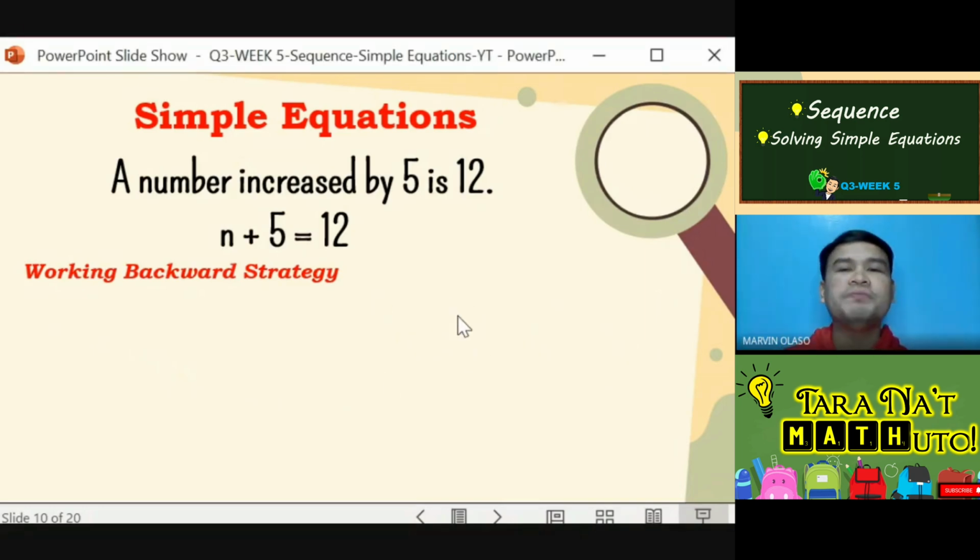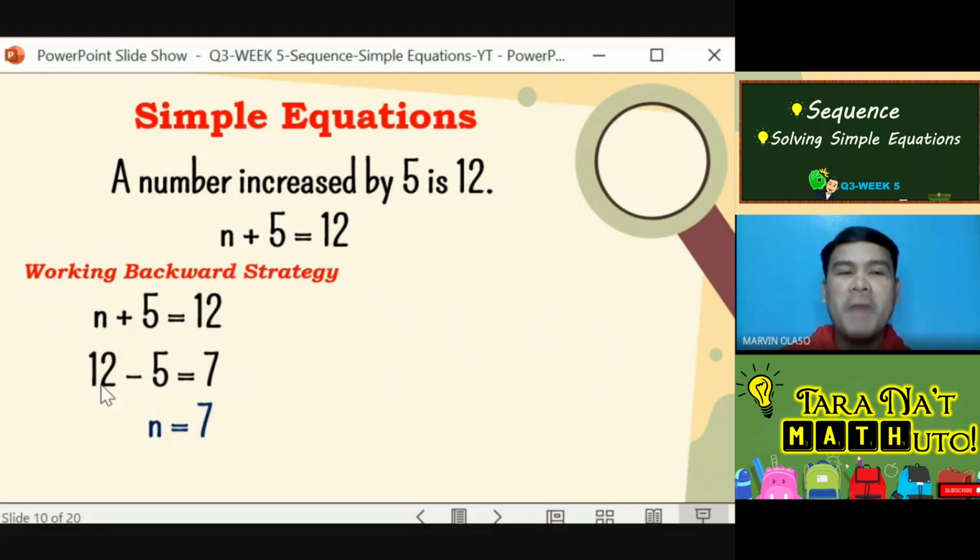So, let's try now. We have n plus 5 equals 12. Starting from 12, since the given is addition, magsimula tayo, plus 5, so nag-work backward tayo. What's the opposite of plus 5? Yes, we have minus 5. So, 12 minus 5 equals 7. Therefore, n equals 7. Yung nawawala daw na number ay 7.